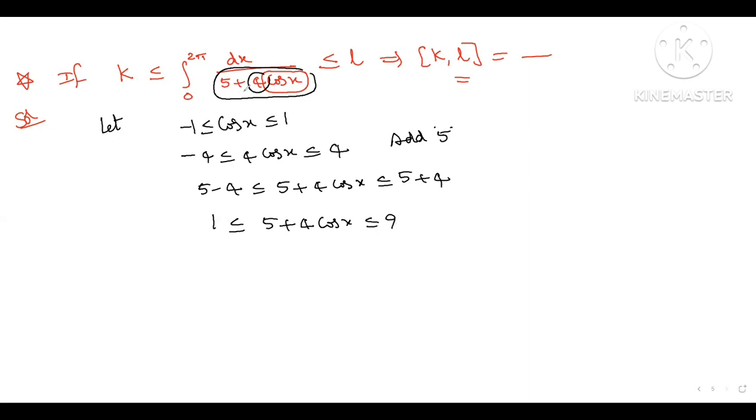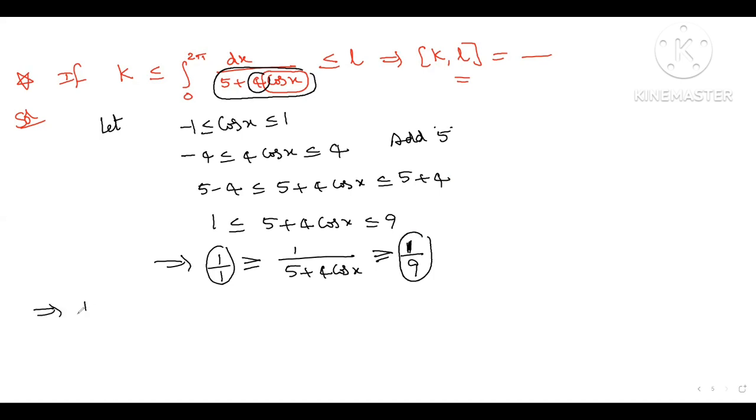But in the statement, 1 by 5 plus 4 cos x is there. Now taking the reciprocal, the less than or equal to changes into greater than or equal to: 1/(5 + 4cos x) ≥ 1/9. Here the minimum value is 1/9 and the maximum value is 1. Write this in reverse order: 1/9 ≤ 1/(5 + 4cos x) ≤ 1.